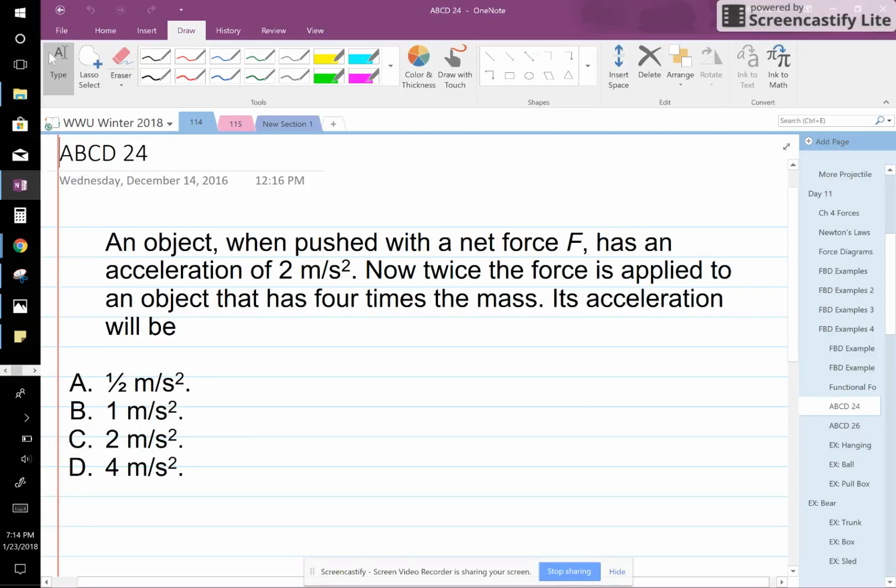So here goes one of our ABCD questions. An object, when pushed with a net force F, has an acceleration of 2 meters per second squared. Now twice the force is applied to an object that has 4 times the mass. And we're being asked, what will the acceleration be? So why don't you take a moment, maybe pause the video to allow yourself time to actually think about that question and answer it on your own. So now is the time to pause the video to try the ABCD question.